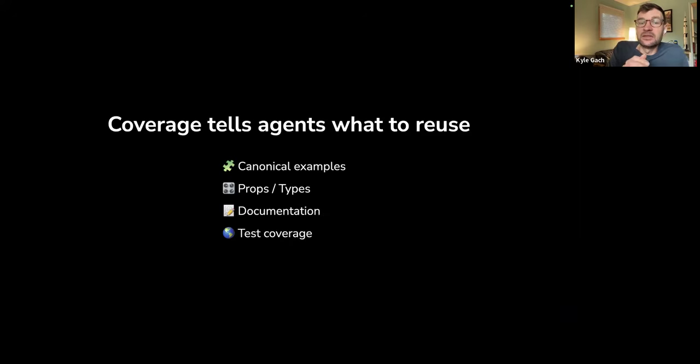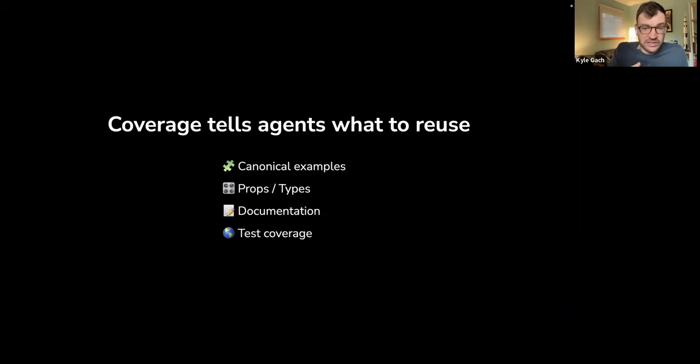But we realized we could and we should do more. How far the agents can go as you're generating UI depends on your system's structure, your design system structure. That structure breaks down into two concepts: there's coverage and there's validation. First, coverage. Coverage tells the agents what to reuse.